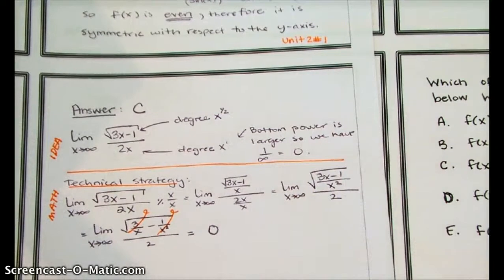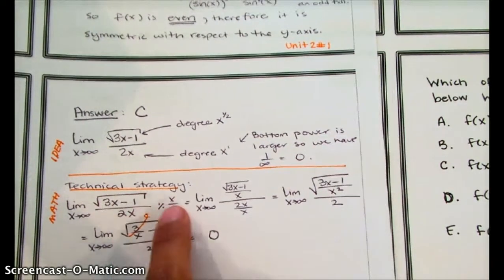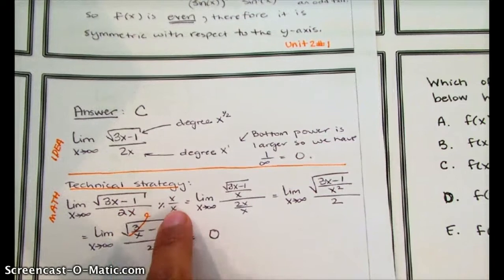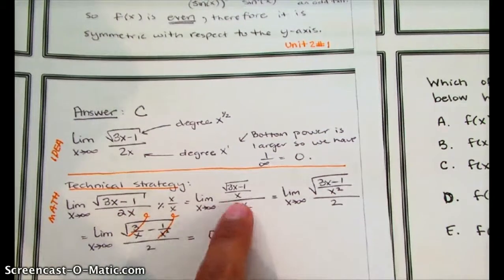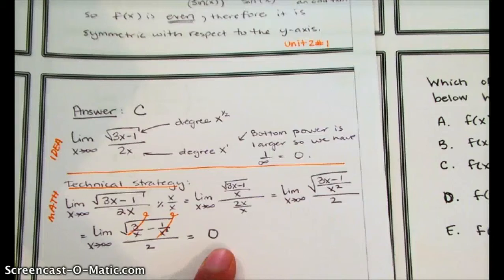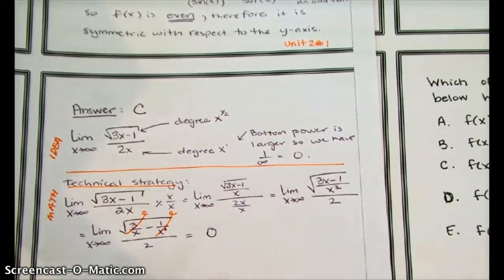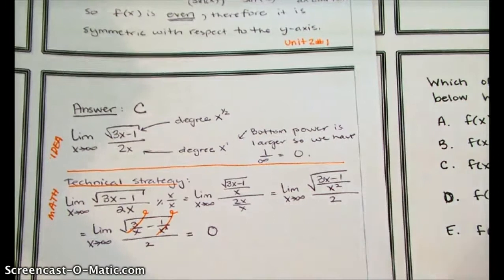Technically, what you could do to see this is you could divide both the top and the bottom by the largest power of the bottom. So I'm dividing by x. And then do a couple algebraic steps to get an actual technical answer of 0. This is what you would do if you were doing this on a free response section. You can pause if you want to look at it more. Otherwise, we'll move on.